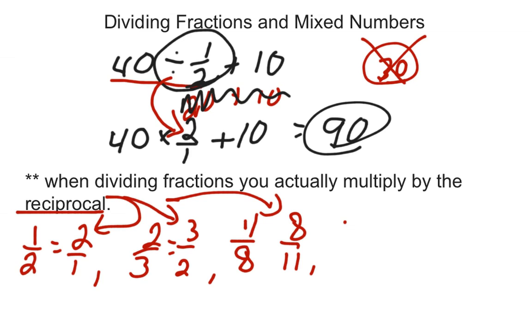Even if you have a whole number like 5, think about what we did with whole numbers when we were multiplying. The first thing we had to do was take that whole number and put it over 1. So I'd first have to put it over 1, and then I can flip it and make it 1/5.